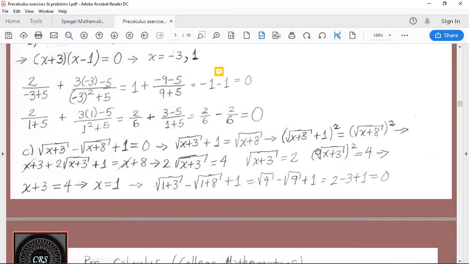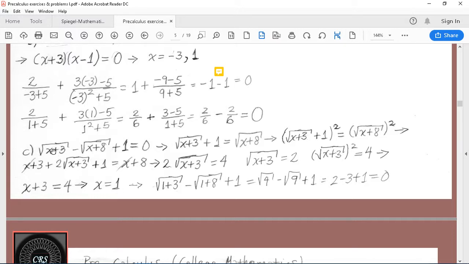The square of the square root of x plus 3 is simply x plus 3. The square of 2 is 4, so we have x plus 3 equals 4, so that means that x equals 1.